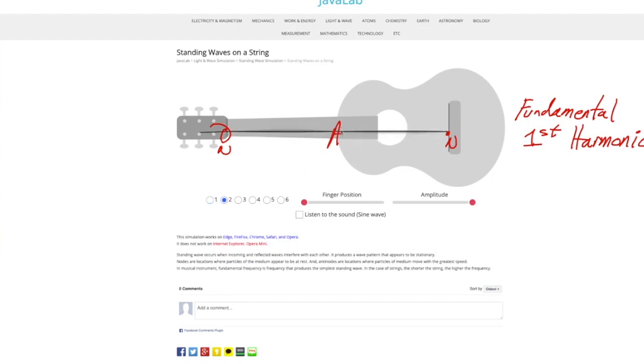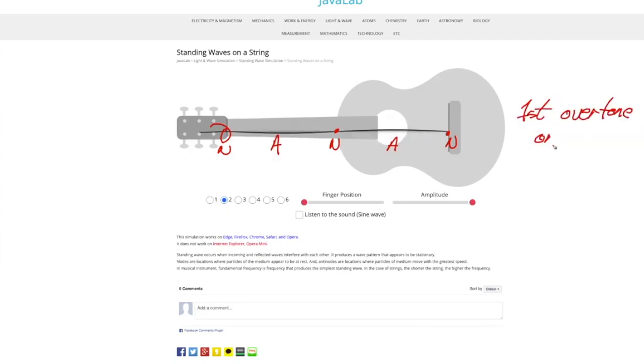Now with the second harmonic, where there once was an antinode is now replaced with a node. And in between, we have two antinodes. This here is called the first overtone or second harmonic. So let's take a look at the pattern here. And the pattern I want to show is this. Second harmonic, look how many antinodes we have.